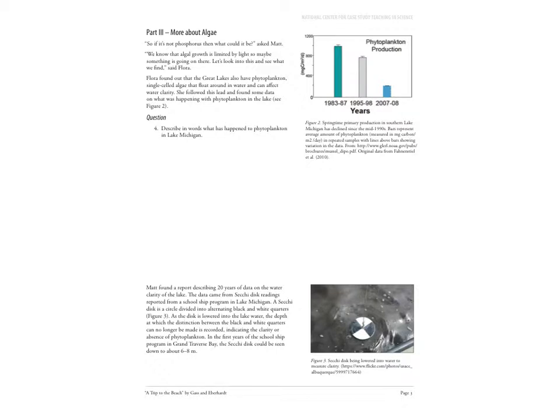So we're starting on the idea of what if it's not phosphorus? If it isn't phosphorus because of these laws, then what is the next thing to think about? So we know that algal growth is limited by light. That's what our sentence says. So maybe something is going on there. Let's look into this and see what we find.